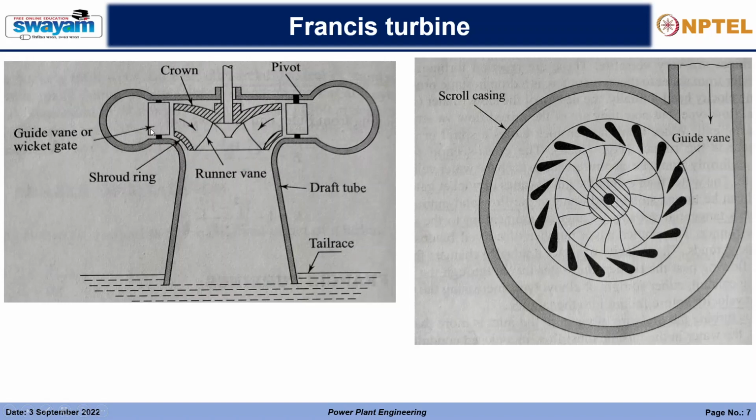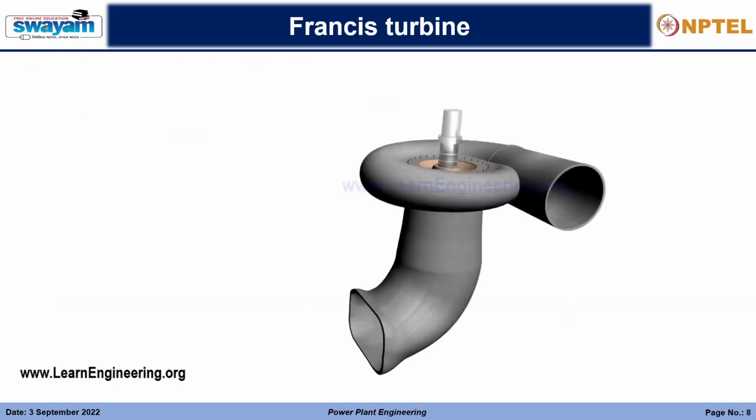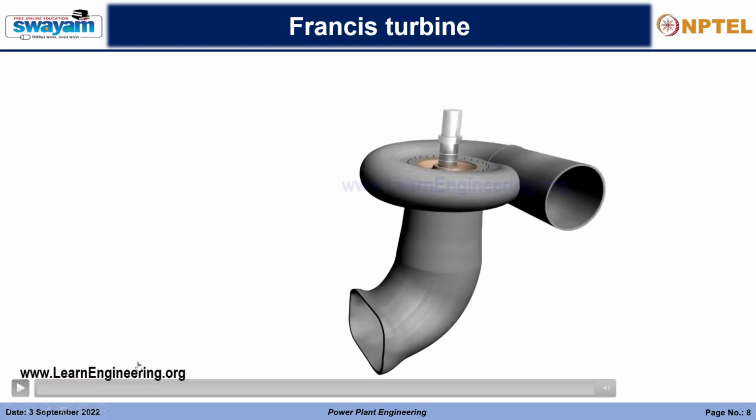The shroud ring, you can see it is basically given for the water to flow through, giving a direction to the water. So this is only for direction purposes. Then let us watch the video of what is exactly happening in a Francis turbine. This is a video which I have taken from YouTube. It is available on YouTube, and this is the source.